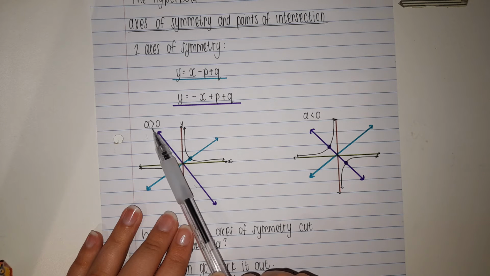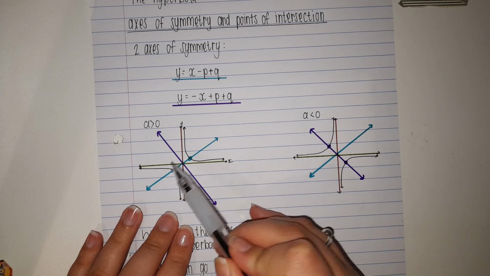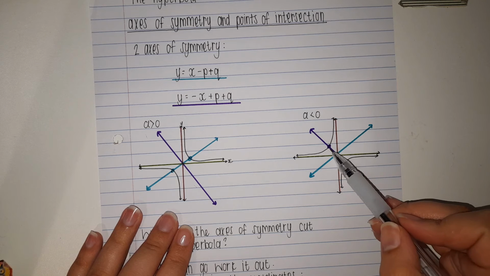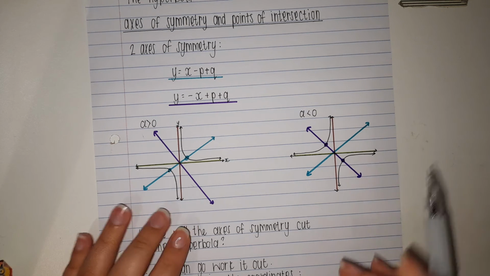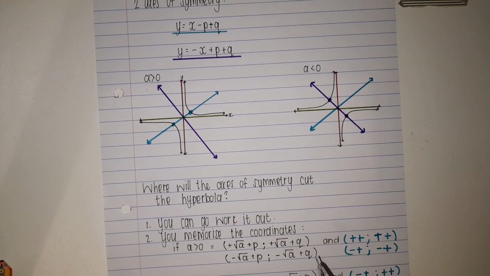Because if my A is bigger than 0, if it's positive, it will cut my graph in the first and in the third quadrants. And if my A is smaller than 0, which means it's negative, it'll cut my graph in the second and fourth quadrants. Now, how do I know where it cuts? There's two ways. One, you can work it out.